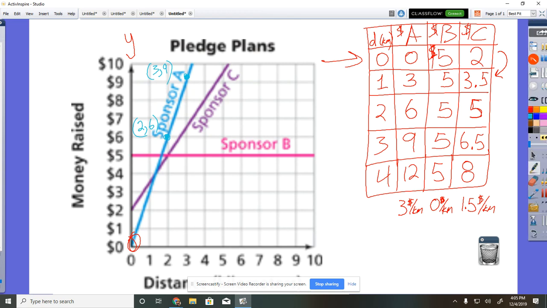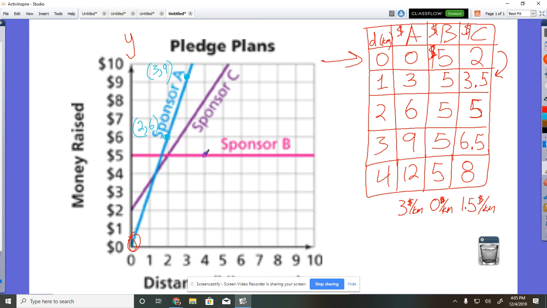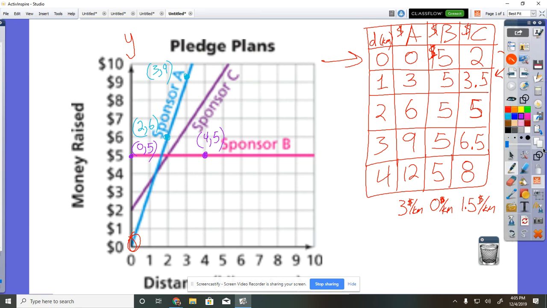Sponsor B, which is purple. Let's go ahead and do 2 and, no, let's do 4 and 5. That's 4, 5. And then let's do their y-intercept, 0, 5. Okay, those are 2 points for sponsor B.